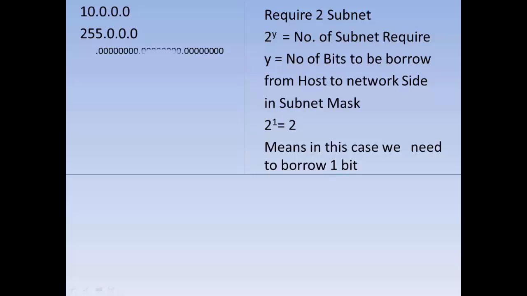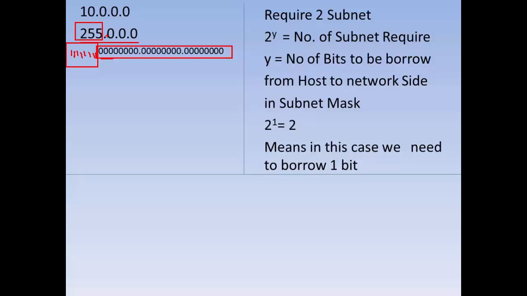The default subnet mask is this, because this is the default subnet mask of A class. By default, if you convert it into binary, this will be 1, 2, 3, 4, 5, 6, 7, 8, so eight 1s. The other three octets belong to the host, and the first octet belongs to the network. This one.